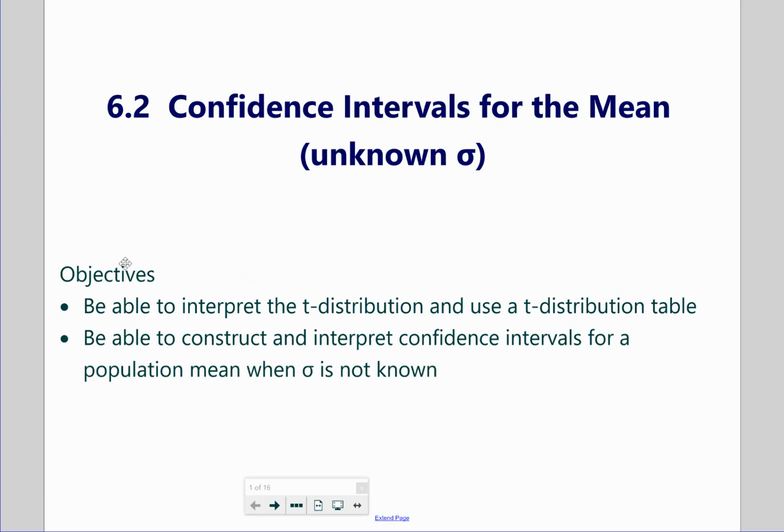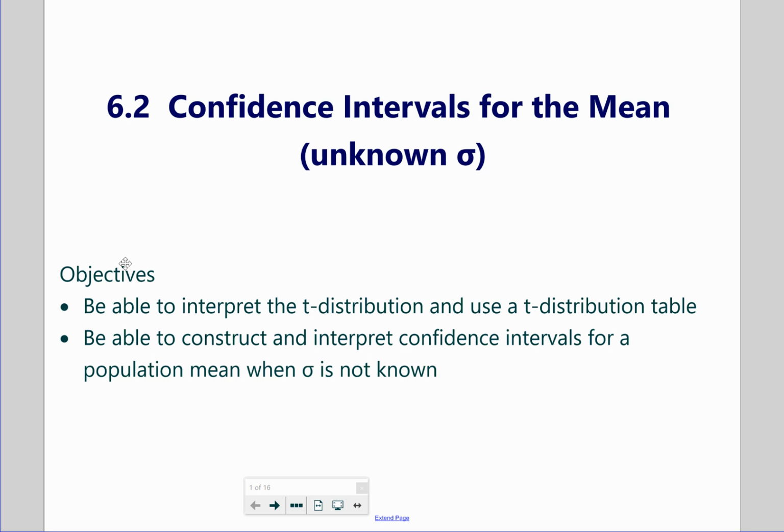All right, so we've been doing 6-1, and you guys should have wrapped up that Math Excel last night. 6-1 was confidence intervals, and in all of those problems where we used the standard normal distribution, our z-scores, we knew the standard deviation of the population.